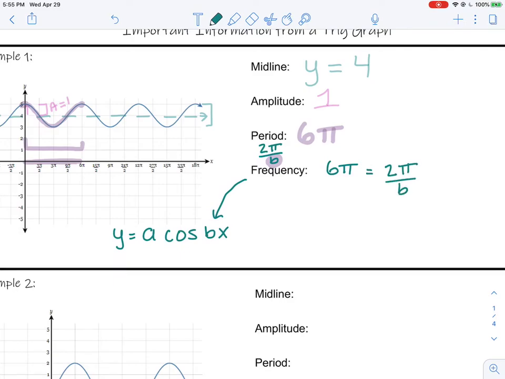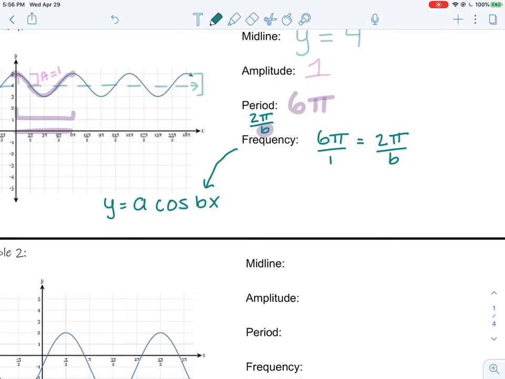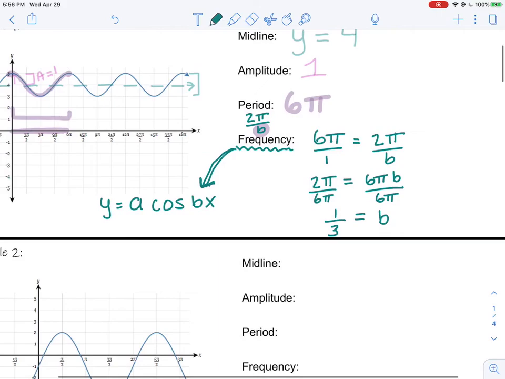And now I'm going to solve for b. So let's put my period over 1, and I'm now going to cross multiply. So 2 pi times 1 gives me 2 pi. 6 pi times b gives me 6 pi b. And I want to get b by itself because that's what I'm solving for. My frequency is that b value. So I'm going to divide by 6 pi, divide by 6 pi. And we could do that in our calculator if you want to divide 2 over 6, and I get 1/3. And that is my answer for my frequency.